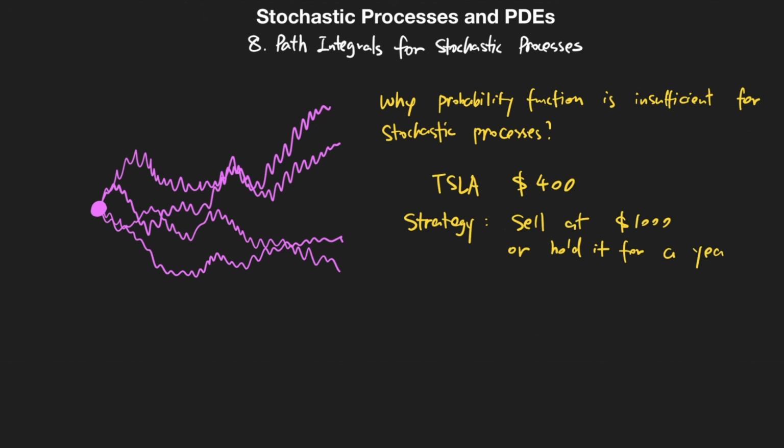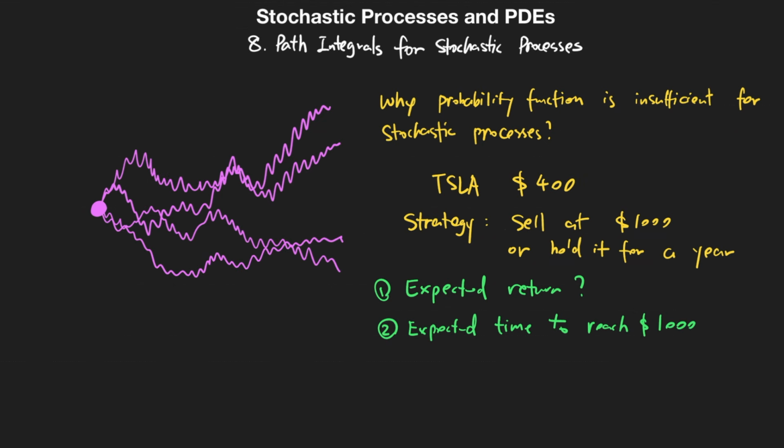Then my friend comes to us, knowing that we are very good at math, and asks us to evaluate his strategy. So there are a few questions he's interested in. For example, what is the expected return after a year? And he's interested in when the Tesla stock will reach $1,000. But the time to reach $1,000 is random. So you can frame this question as, what is the expected time to reach $1,000? And there can be many other questions associated with this strategy.